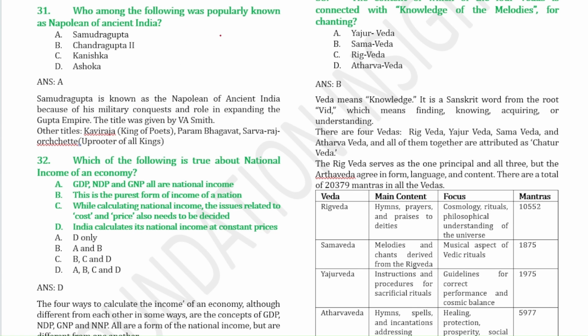Question number 31. Who among the following was popularly known as the Napoleon of ancient India? It was Samudragupta. This title, Napoleon of ancient India, was given by V.A. Smith. Just remember this name also.